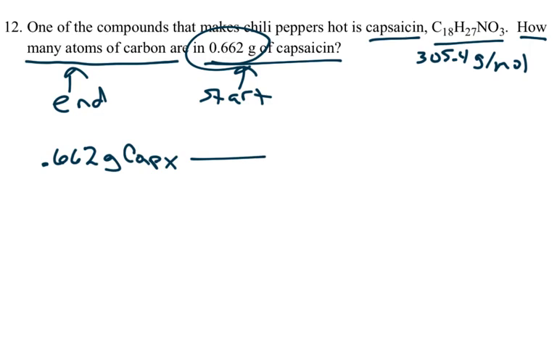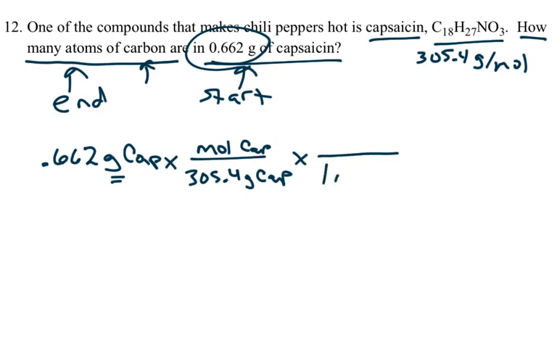Okay. We're already in grams, so we can just get that to moles right away. 305.4 grams of cap and 1 mole of cap. Now we're in moles of capsaicin. We want atoms of carbon. So let's go to moles of carbon.